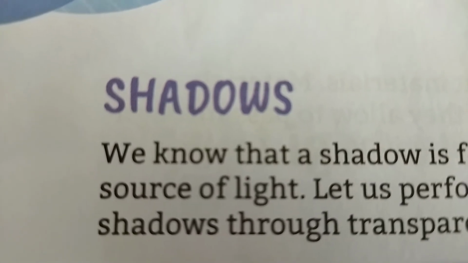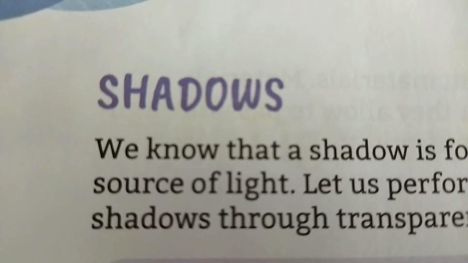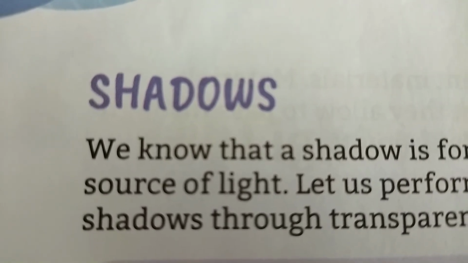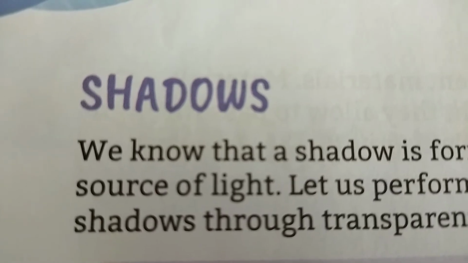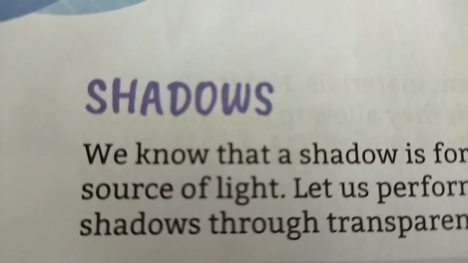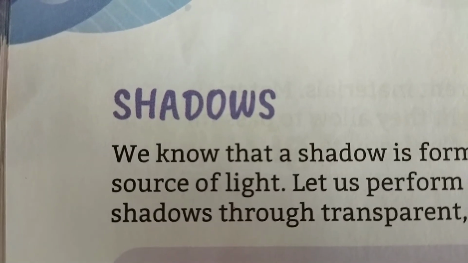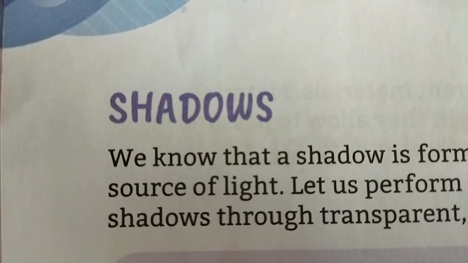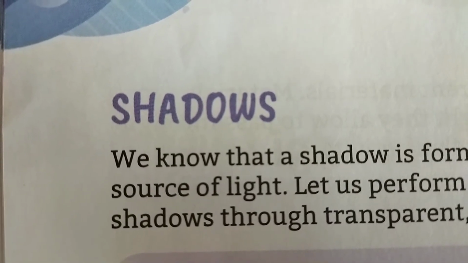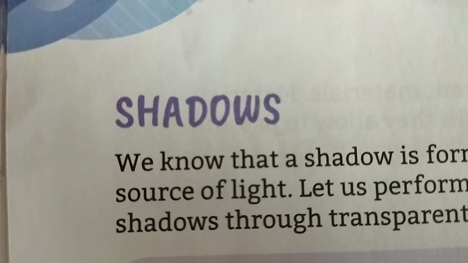Now let us study the conditions which are required for the formation of a shadow. There are three things required for a shadow to form. Number one is a source of light. Number two, an opaque or translucent object. And number three, a screen. That means a surface on which the shadow can form.